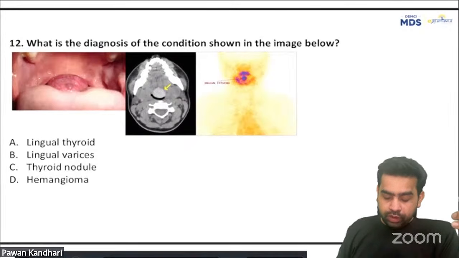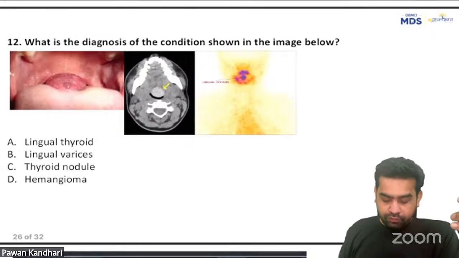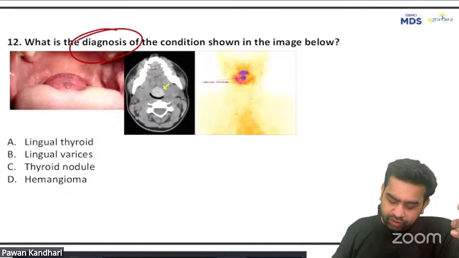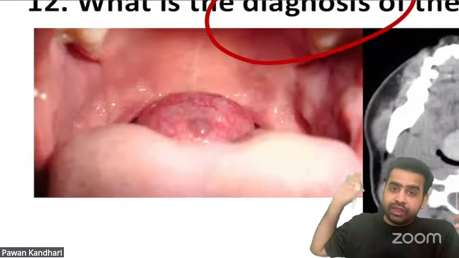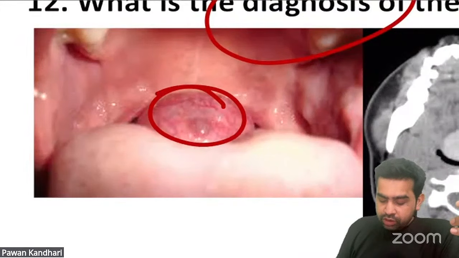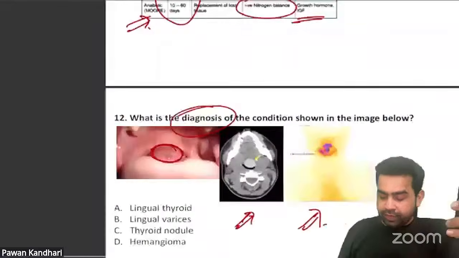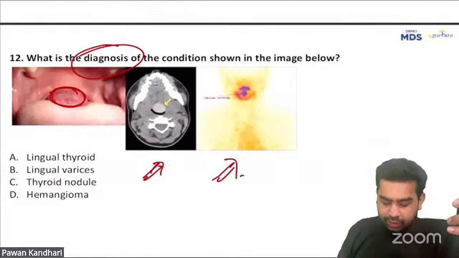Now, what is the diagnosis in this particular question? It might be difficult for you to read this CT scan, but just by looking at this clinical picture, what do you have? You have a swelling on the back of the tongue. So what is this? This is your lingual thyroid.